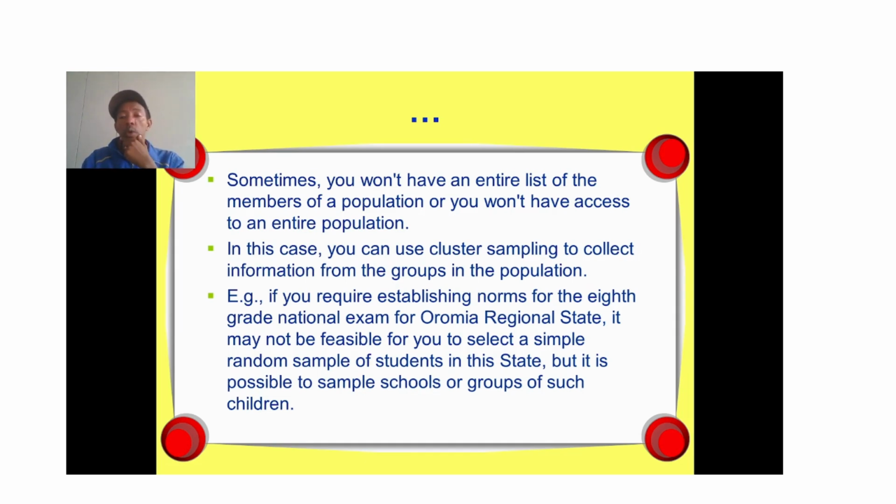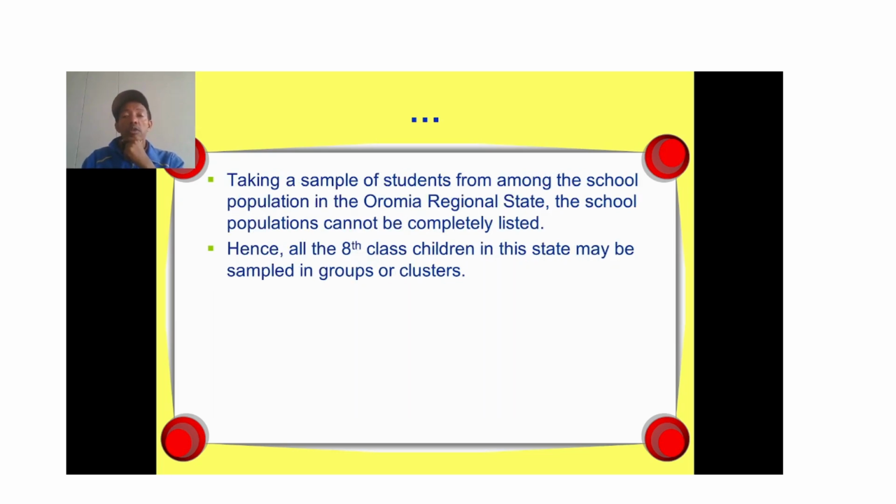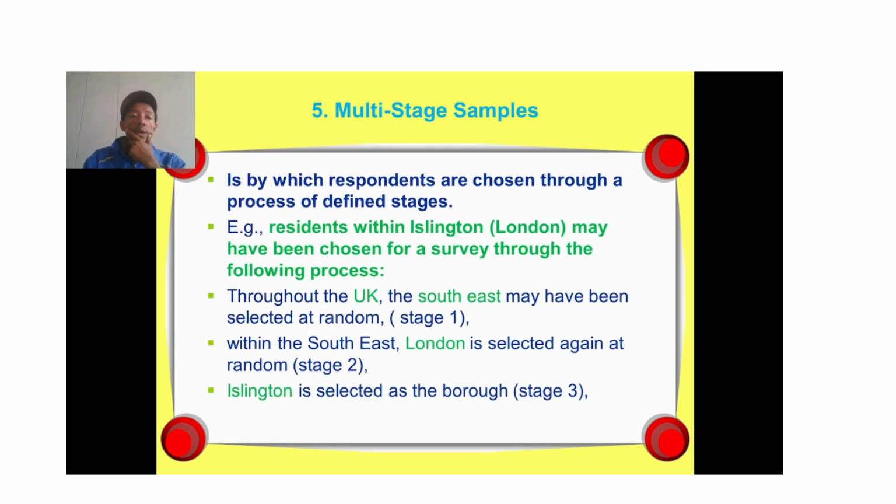If you need to establish norms for the 8th grade national exam for Oromia regional state, it may not be feasible to collect a simple random sample of students in the state, because it is more practical to sample groups of such children. The school population in Oromia regional state cannot be completely listed. Hence, all 8th grade children in the state may be sampled in groups or in clusters from woredas, from a specified woreda or zone. So the last one is multi-stage sampling.